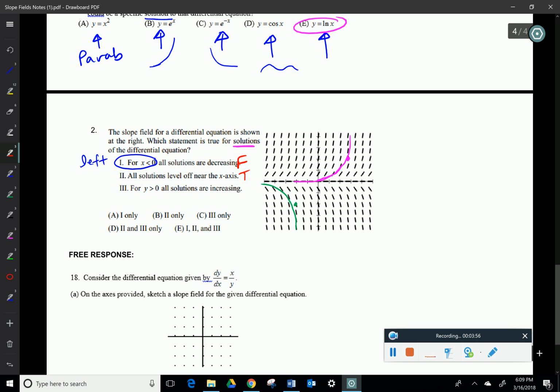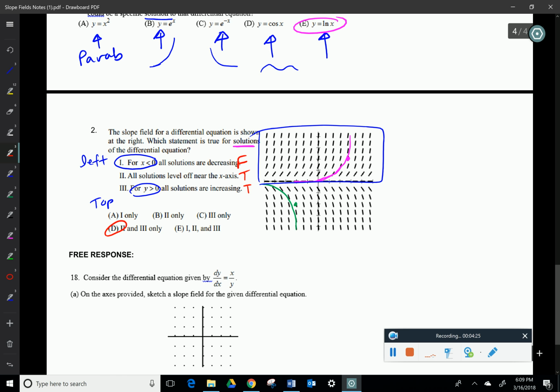And then it says for y greater than 0. So we're talking about if you look at the top, right? If you look above the x-axis. So when you look at this part, all solutions are increasing. Well, yeah, look at the little tangent segments. Every single one of those little tangent segments has a positive slope, right? So the graph is increasing. So I think that one is true also. So it looks like 2 and 3.